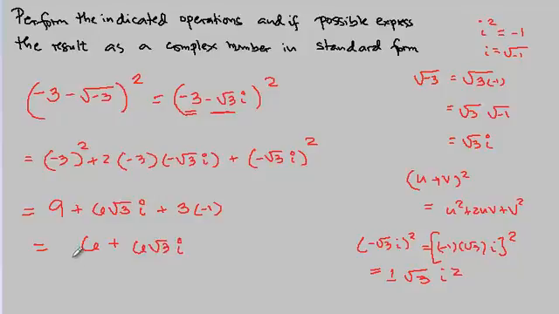So this is your final answer. The real part is 6 and the imaginary part is 6 square root of 3. That's it. Thank you.